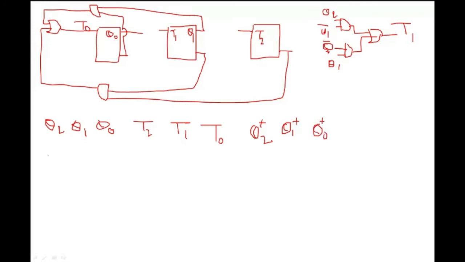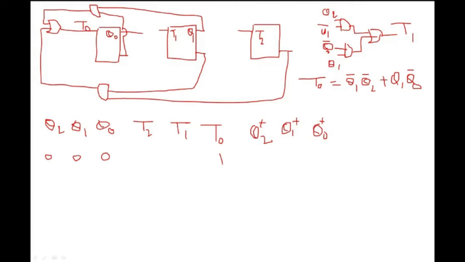So first is 0 0 0. I am just checking if my present state is 0 0 0, because this is the unused state. What will be the next state? If Q0, Q1 and Q2 are all 0, what will be the value of T0? T0 was Q1 bar Q2 bar plus Q1 Q0 bar. So when all three are 0, this is 1 and this is 0. So T0 will be 1.